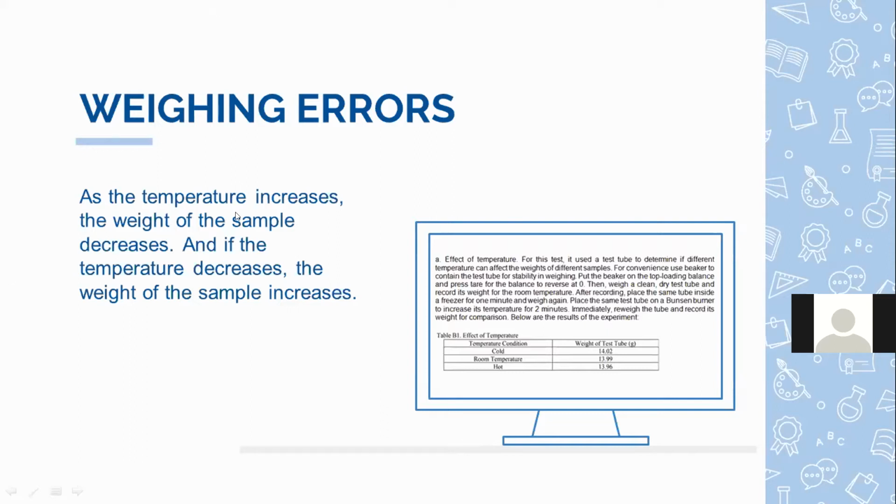So, based on our observation, as the temperature increases, the weight of the sample decreases. Kasi kung mapapansin natin, kapag ilalagay natin siya sa freezer, bababa ang kanyang temperature, so tataas ang kanyang weight. And if the temperature decreases, the weight of the sample increases. So same sa hot, dahil pag hot siya, mas mataas ang kanyang temperature, ibig sabihin bababa ang kanyang weight.